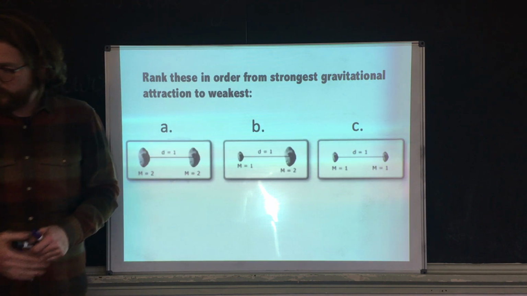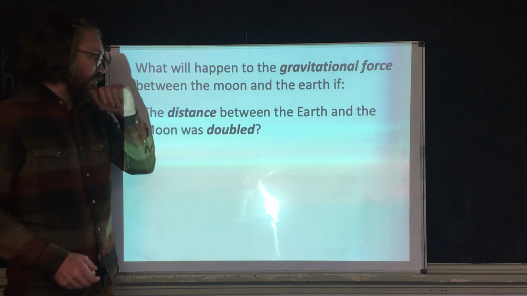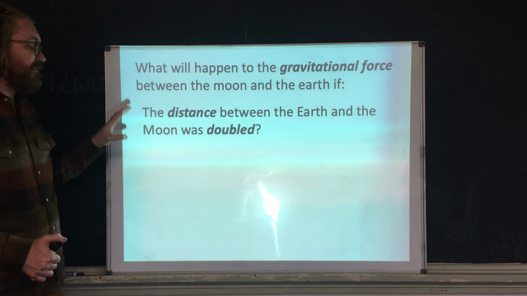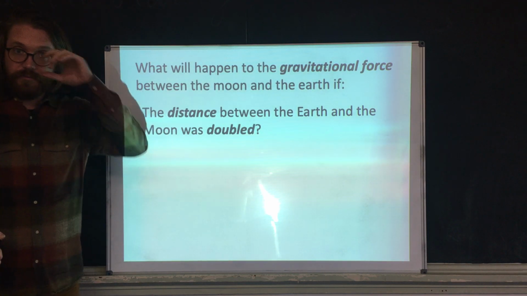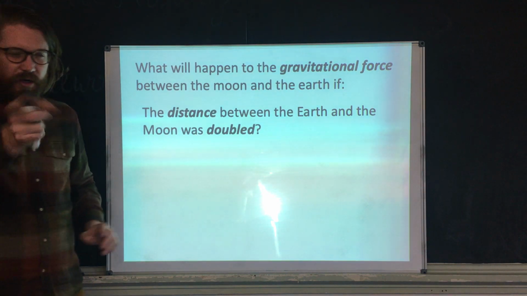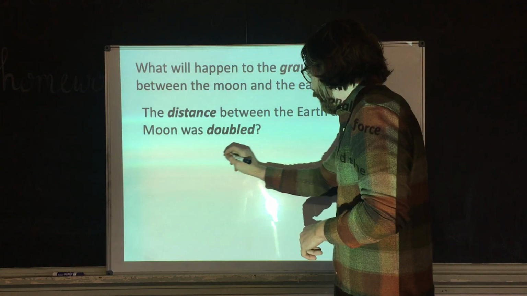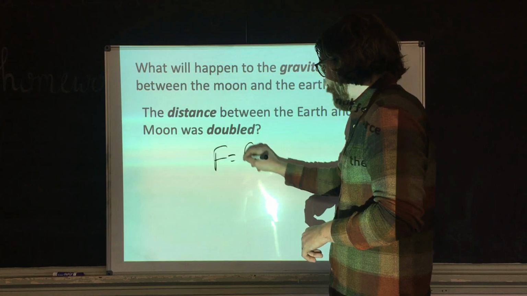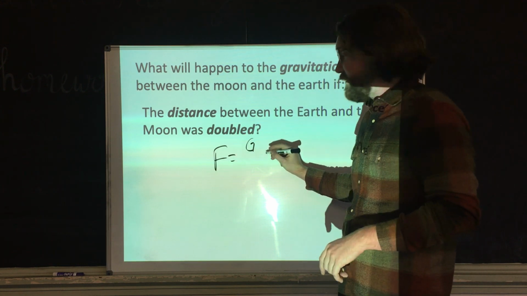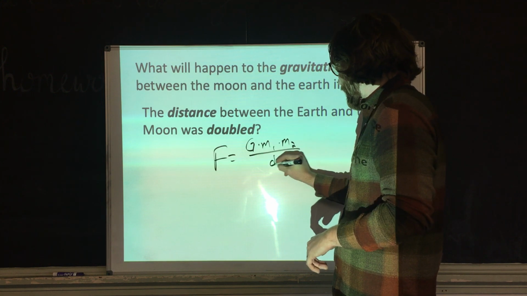Right? Pretty easy. So this question says, what happens to the gravitational force, or the force of gravity, between the moon and the Earth if the distance was doubled? So if we double the distance, what happens to that force of gravity? We already answered this, but I'm going to show you how to figure it out mathematically. So the force of gravity is equal to, I'm going to write it like this, just because it's easier to see, the gravitational constant times mass 1 times mass 2 divided by the distance squared.